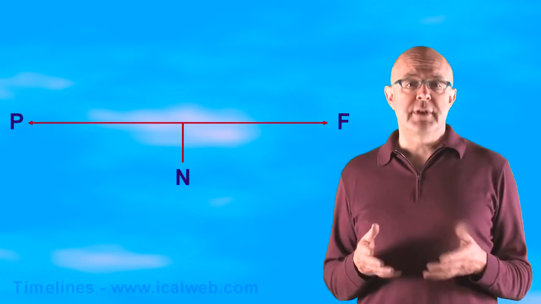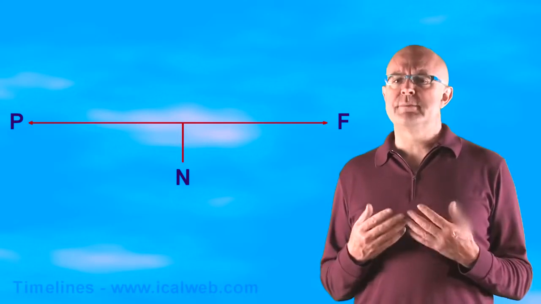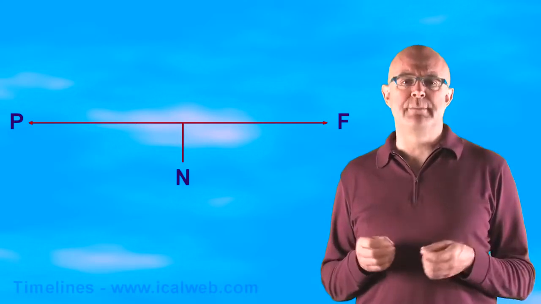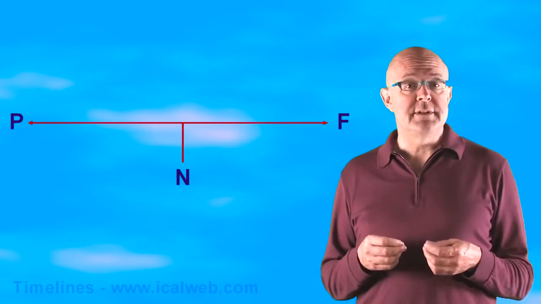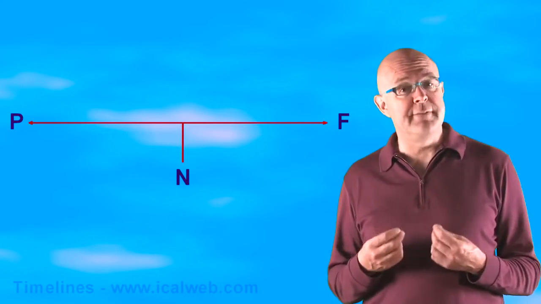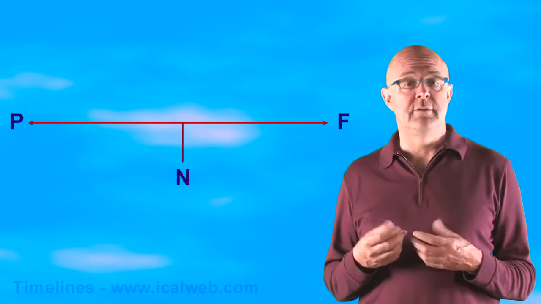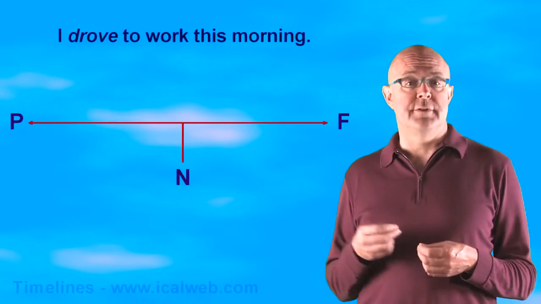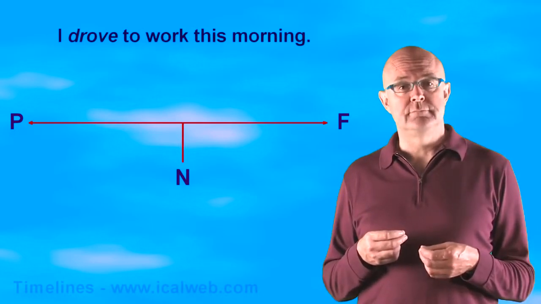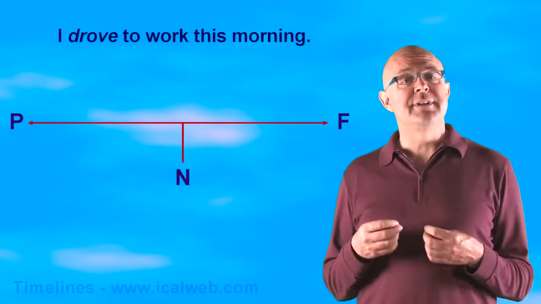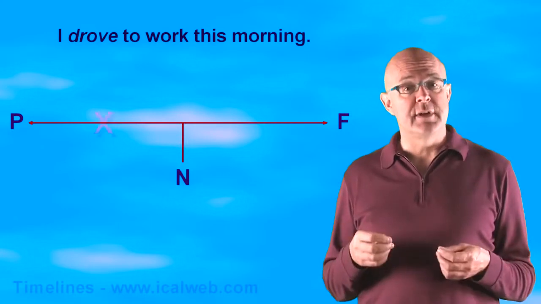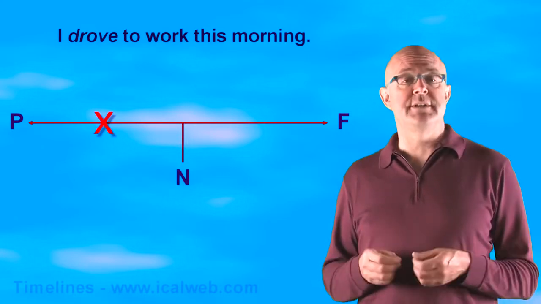For example, suppose you are explaining to your class the past simple. You tell them that it is used when we're talking about an event that started and finished in the past. For example, I drove to work this morning. On the timeline, you can simply add the event like this with a cross to represent it.